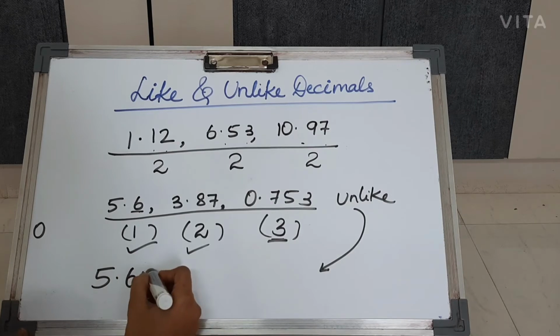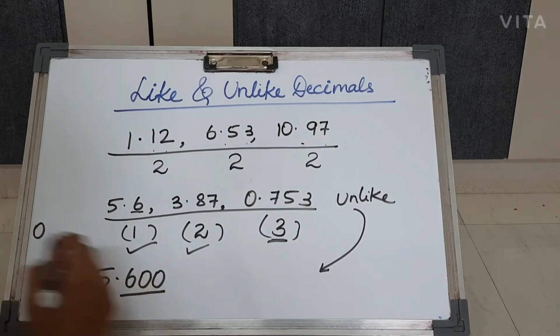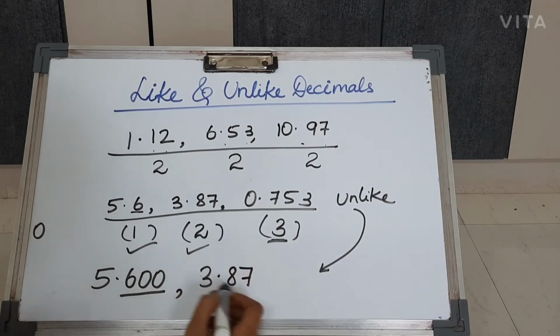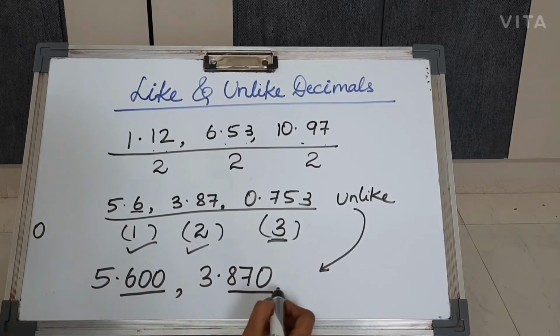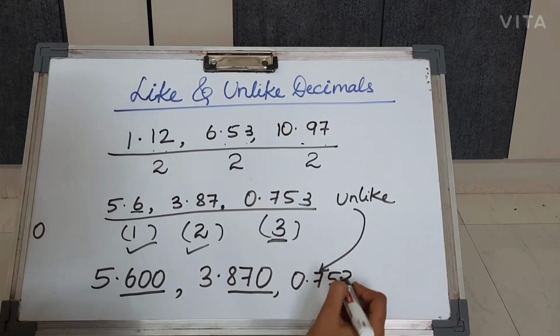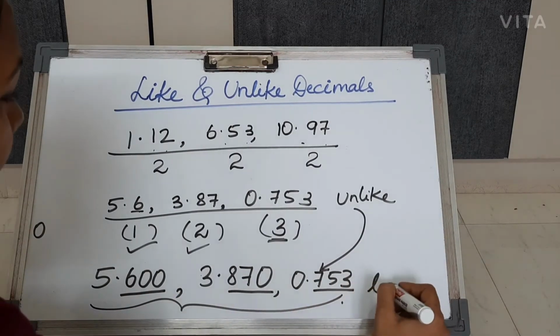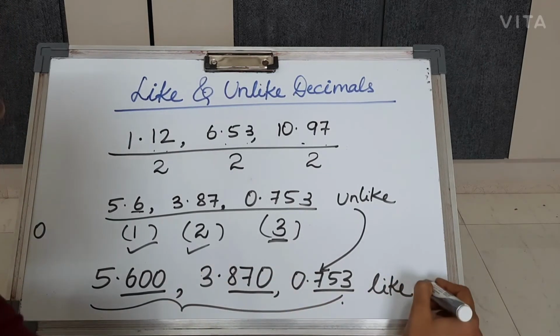5.6, we will put here 2 zeros. Now this is 3 numbers after the decimal. Similarly here 3.8, 7. This is 2. Again we'll put here 1 zero. Then again this is 3 decimal place value, and this is 0.753. So this type of decimals is called like decimals.